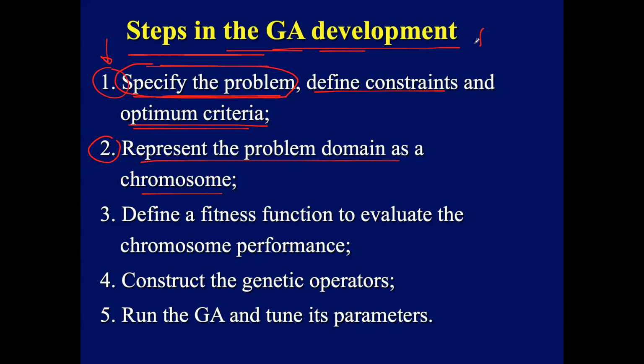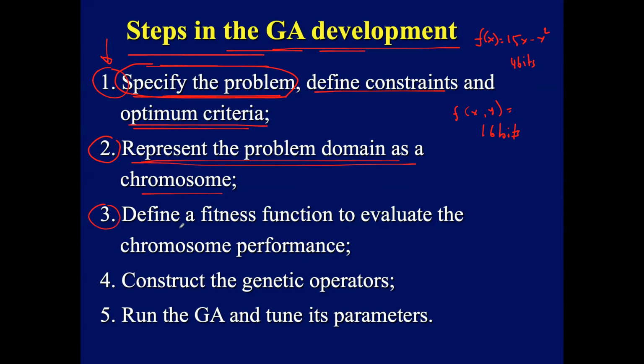Like where we had the function f(x) = 15x minus x squared, we saw that we have to use 4 bits in that case. Whereas for the function f(x, y), we had to use a chromosome of 16 bits. Here, likewise, we shall see that the chromosome takes on a completely different form. So you have to represent the problem domain as a chromosome.